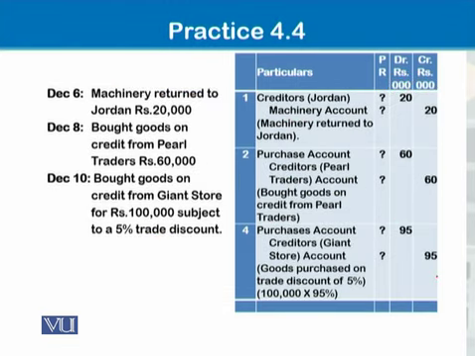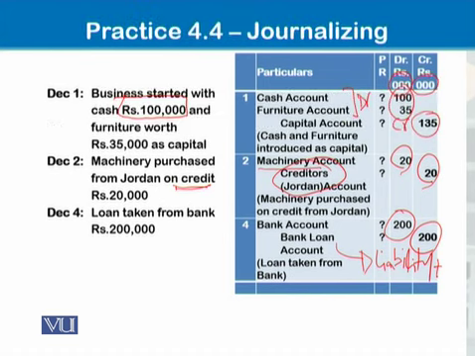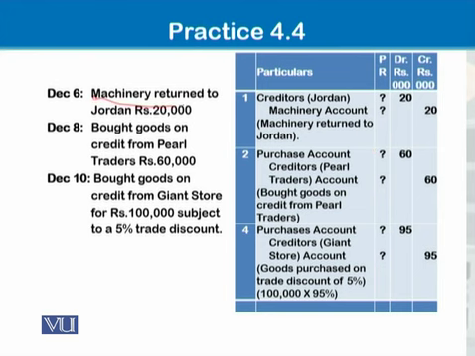Machinery returned to Jordan 20,000. Look, the machinery that we purchased here, which was our debit, now that machine has been returned. When we are returning the machine, now there is no more liability on us. So the liability would be debited. And the machine account will also no more be with us. So machine account is credited, being asset reduced, machine credit.